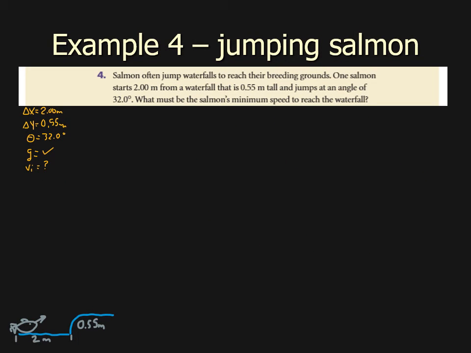Okay, number 4. Here we have a salmon, and it's going to jump a waterfall in order to make its way upstream so it can mate and then die. Oh, just these uplifting stories, right? So one salmon is going to start 2 meters away from a waterfall, and that waterfall is a little over 1/2 a meter tall. It's going to jump at an angle of 32 degrees.